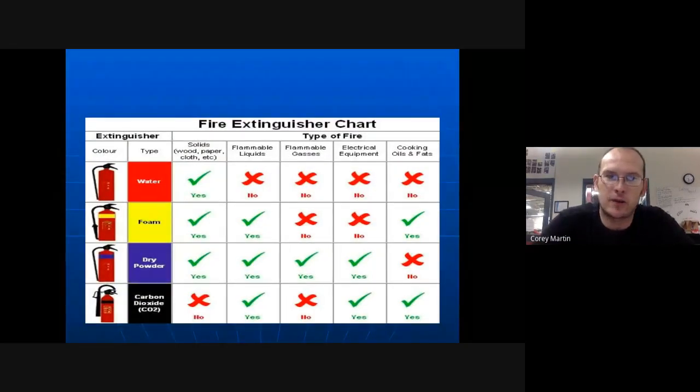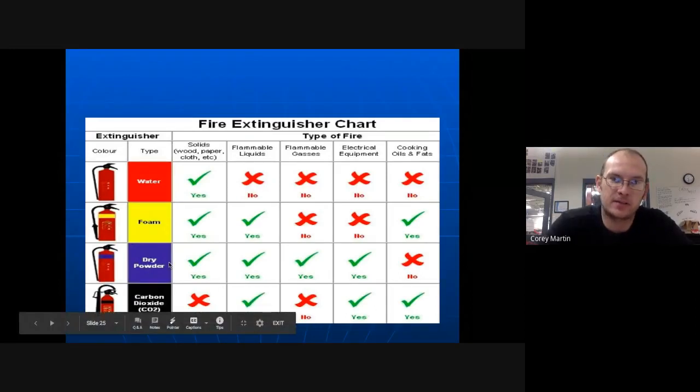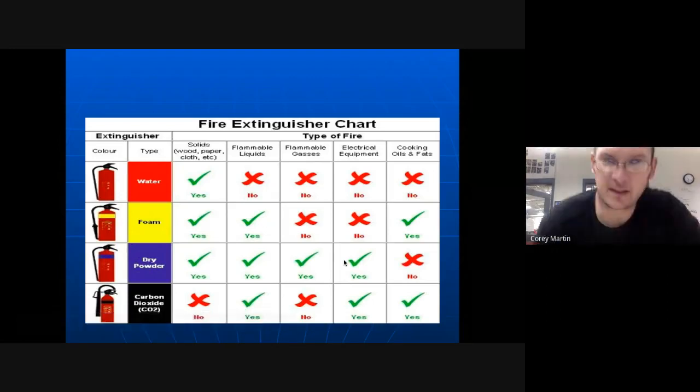And here's just a little reference chart. It shows you that dry powder is probably the best candidate aside from halon.